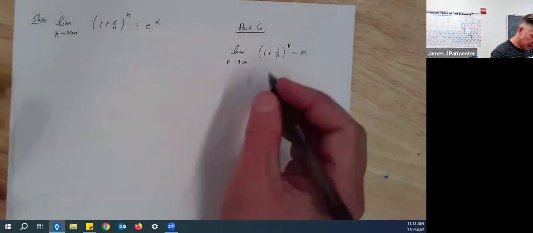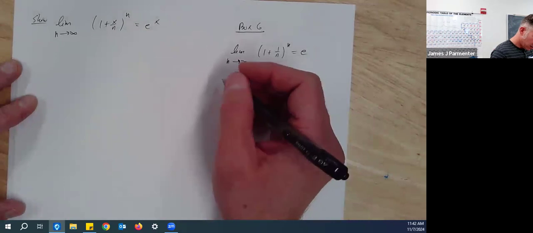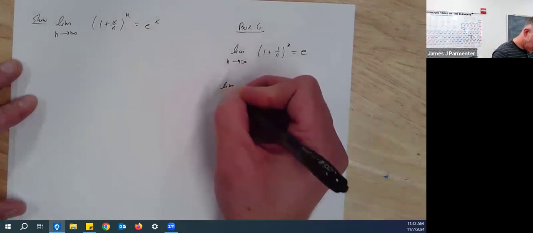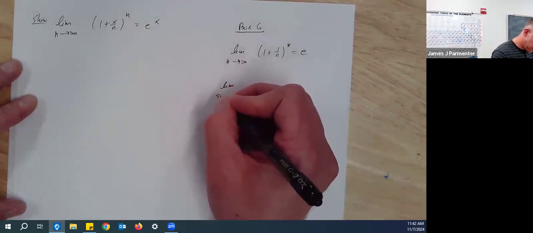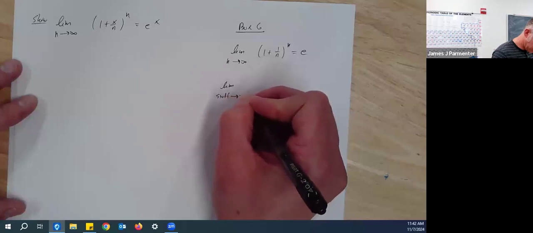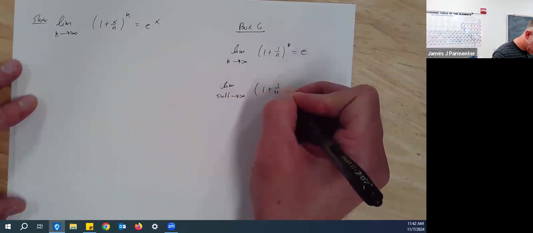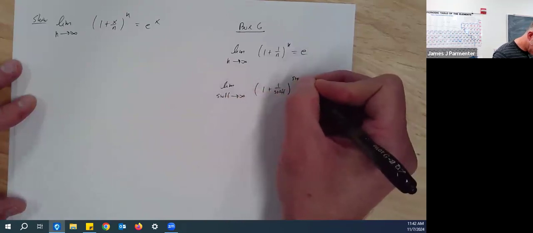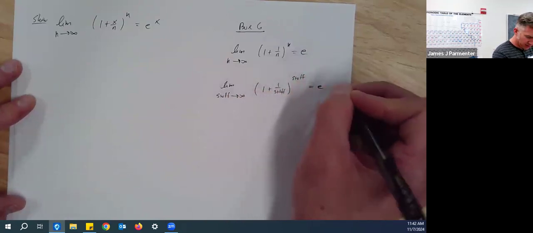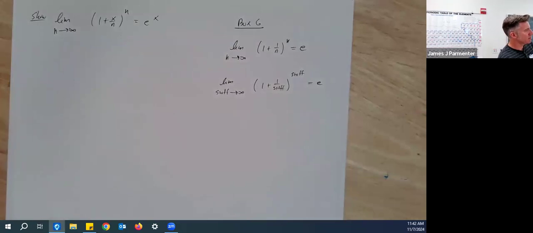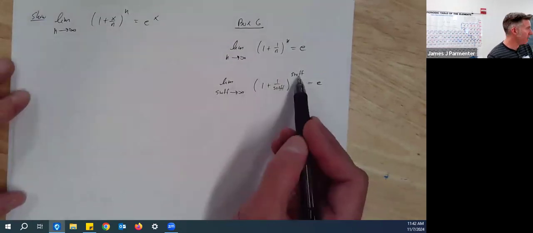Or as I would say, the limit as some stuff goes to infinity of 1 plus 1 over some stuff to the exact same stuff is equal to e. Doesn't matter if the stuff is n or n plus 1 or n divided by 3, right? As long as the stuff here matches the stuff there, it's totally good.